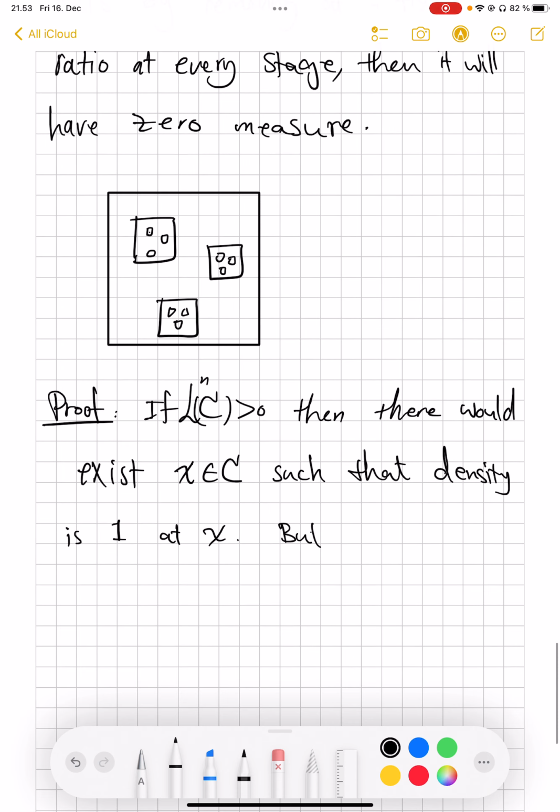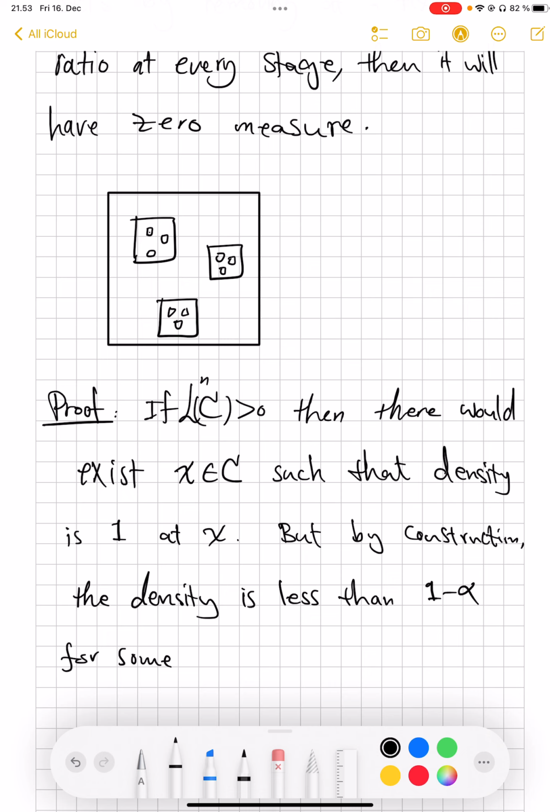But by construction, when you take a ball, at least that percentage of it is removed. The density is less than 1 minus alpha for some alpha positive. So therefore you cannot have a density 1 point, and therefore you cannot have the Cantor set have positive measure. If Cantor set has measure 0, this is no problem because the Lebesgue theorem does not penalize null sets. It doesn't require null sets of showing any particular behavior.